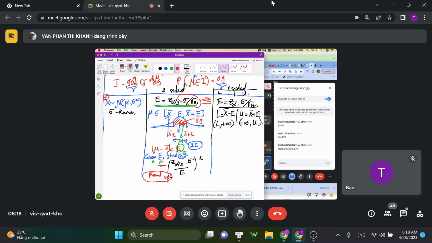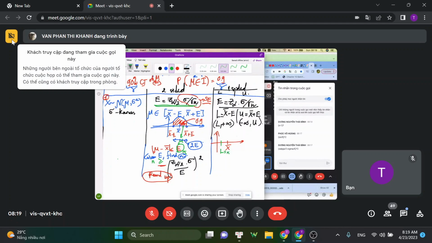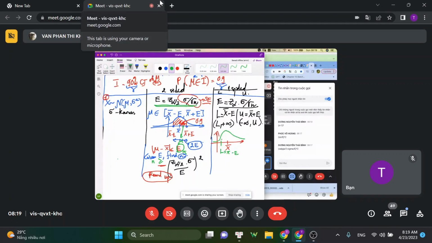I can sketch it like you can see. This is our x bar, and you can find this lower bound is x bar minus E, right? And our interval will be this interval. The area of this interval is 90% or 95 or 99%. So the probability that mu belongs to this interval will be 90%.